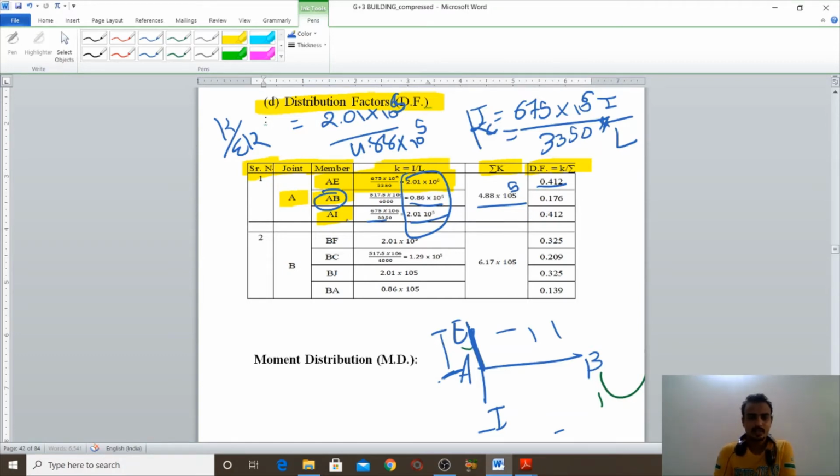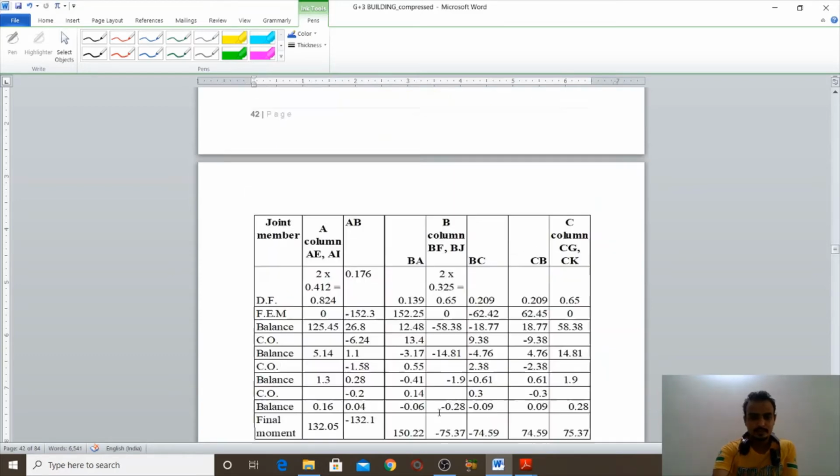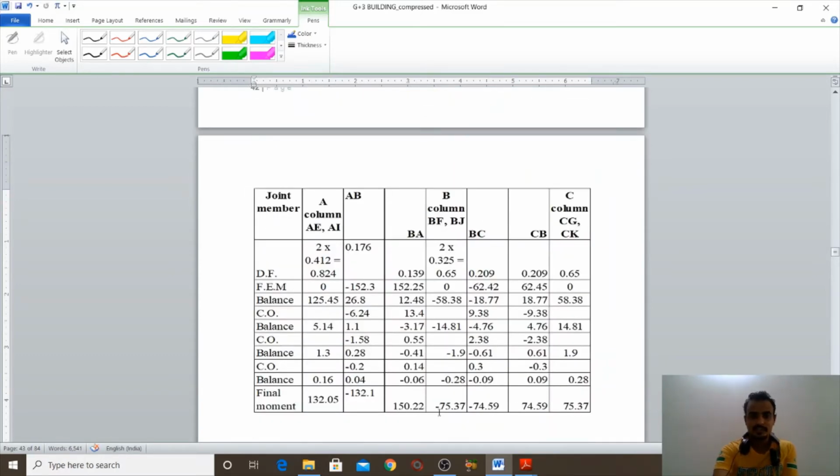Okay. Same formula for AB, AE, joint D, joint C and joint D. You can try by yourself. Try to find out the distribution factor for C and D yourself. So to find the distribution factor, we have to distribute a moment.